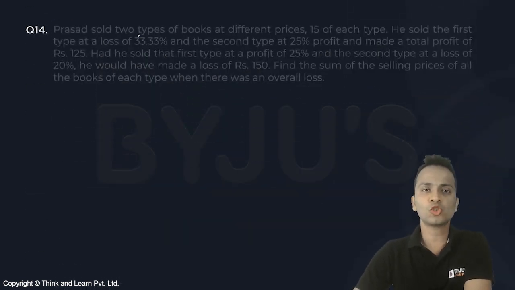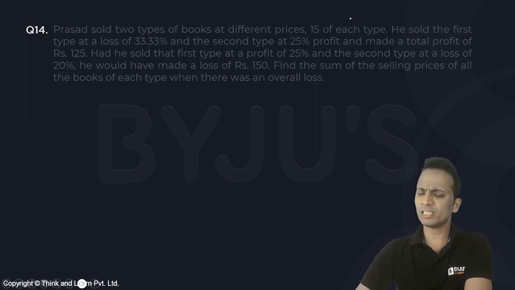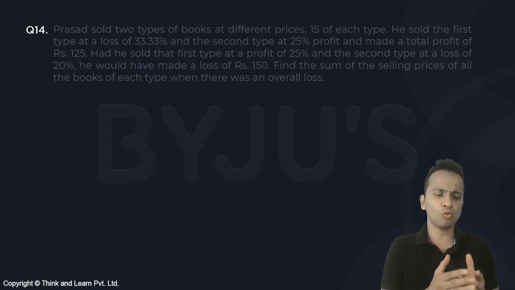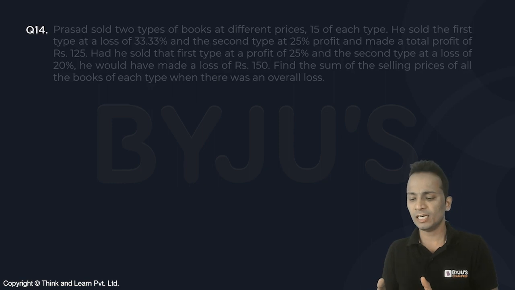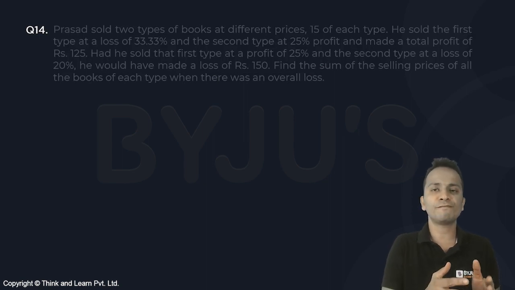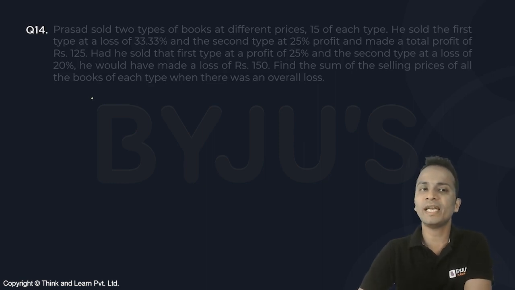So Prasad sold two types of books at different prices, 15 of each type. Now, since in this question there are 15 of each type, one type of book we have 15 copies, second type of book we have 15 copies, and we are selling all these books at a time. So you can consider these 15 books as a single entity. Okay, so I'm just writing type 1 and type 2. So type 1, let's say the cost price of all these books is X, and type 2, the cost price of all these books is Y.